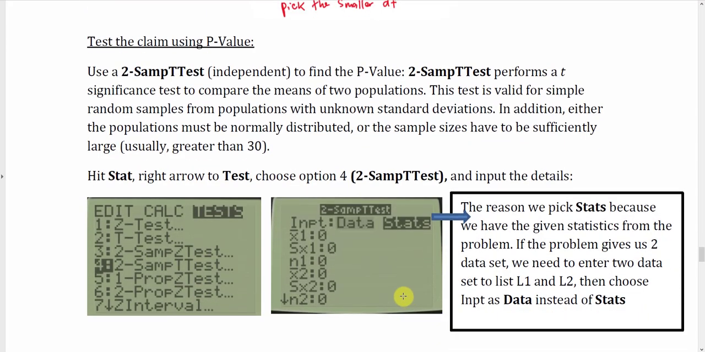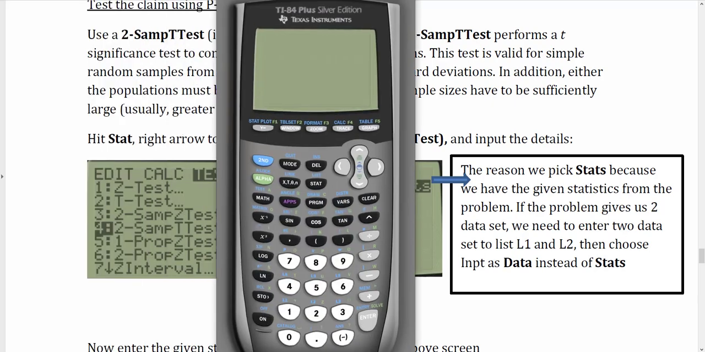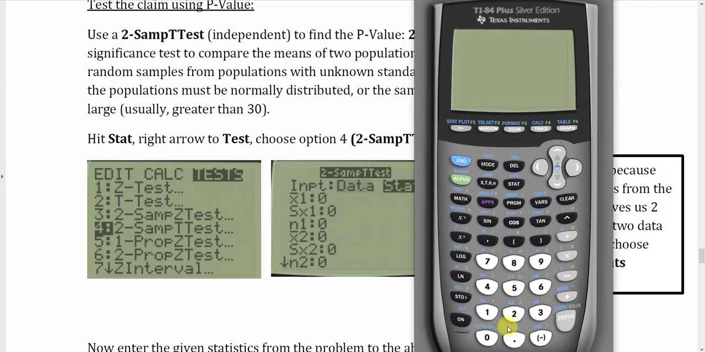Now to do that, we go ahead, we hit the start button, and we go to the right arrow. We hit the test. So turn on, hit the start, and then go to the test column, and then we choose the two-sample t-test, which is option 4.